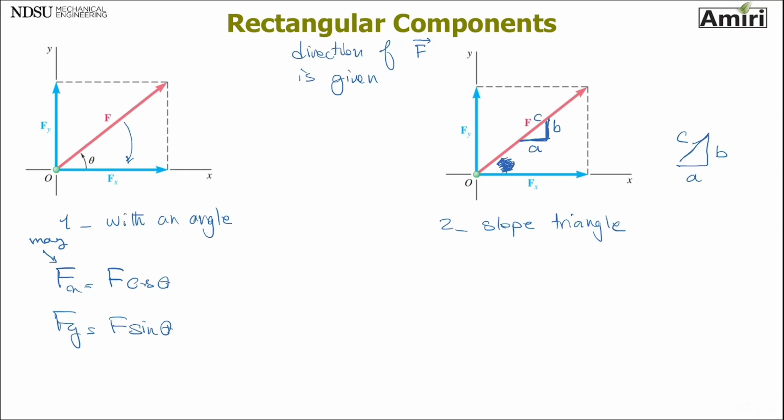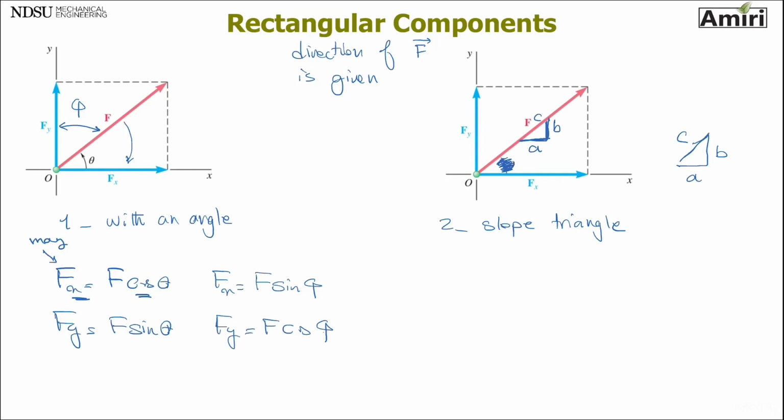Or let's say they gave you a different angle, this one, phi. It doesn't matter, you still have to use sine and cosine. In this case, fx is going to be f sine phi, and fy is going to be f cosine phi. That's why I always tell my students, do not memorize this equation, that as soon as you see fx, you always put cosine. It depends on which angle is given to you.